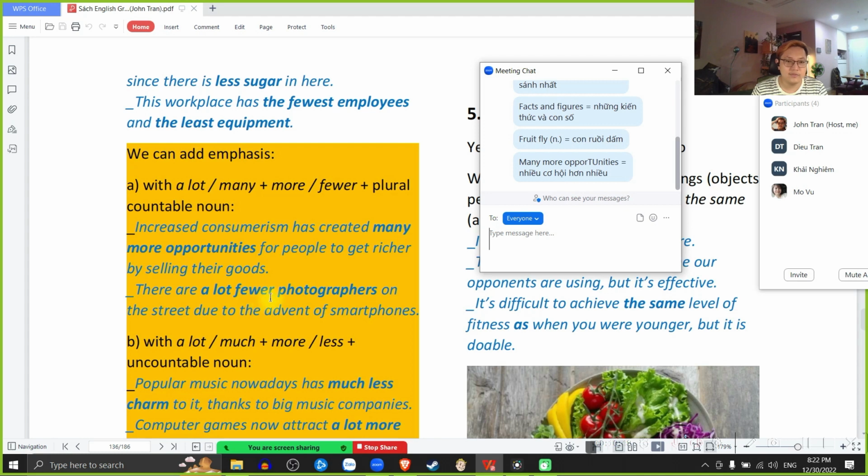There are a lot fewer photographers. What is photographer? Photographers là cái người cầm cái máy ảnh, cái người mà hay chụp ảnh hoặc thợ chụp ảnh, photographer. There are a lot fewer photographers on the street due to the advent of smartphone. Có ít những người nhiếp ảnh gia hơn nhiều. A lot fewer hoặc là much fewer cũng được nha.